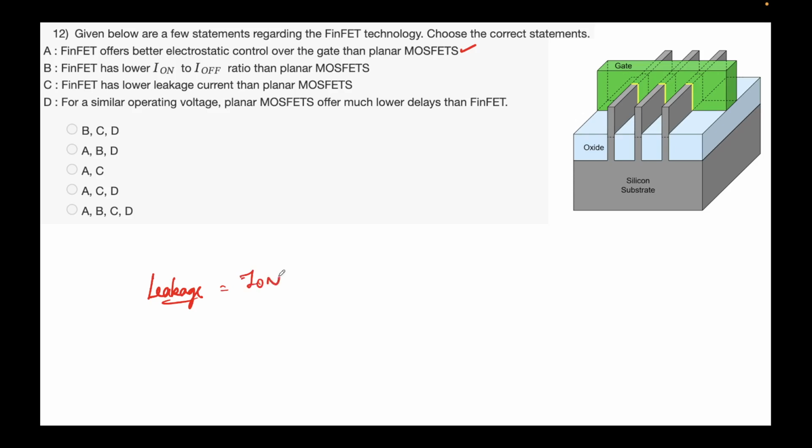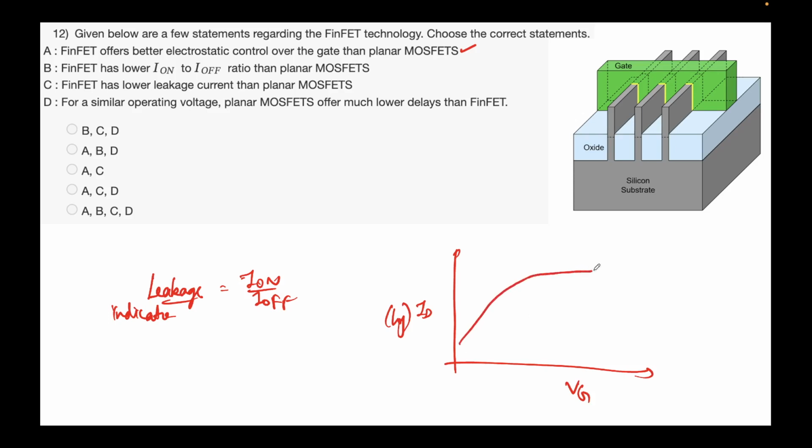Not leakage, but Ion over Ioff is a leakage indicator, I should say. By that I mean that if I draw, let's say, ID in log scale versus VG, there's some subthreshold slope, and then it goes something like this. Let's say this is Ioff, and this is Ion. Depending on how large this swing is, how large this ratio is, the better the device is. If Ion over Ioff is, let's say, 10 to the power 8, this means the leakage is 10 to the power 8 times lower. So that's a very good device in terms of leakage. If it were 10 to the power 2, that's a very bad device.